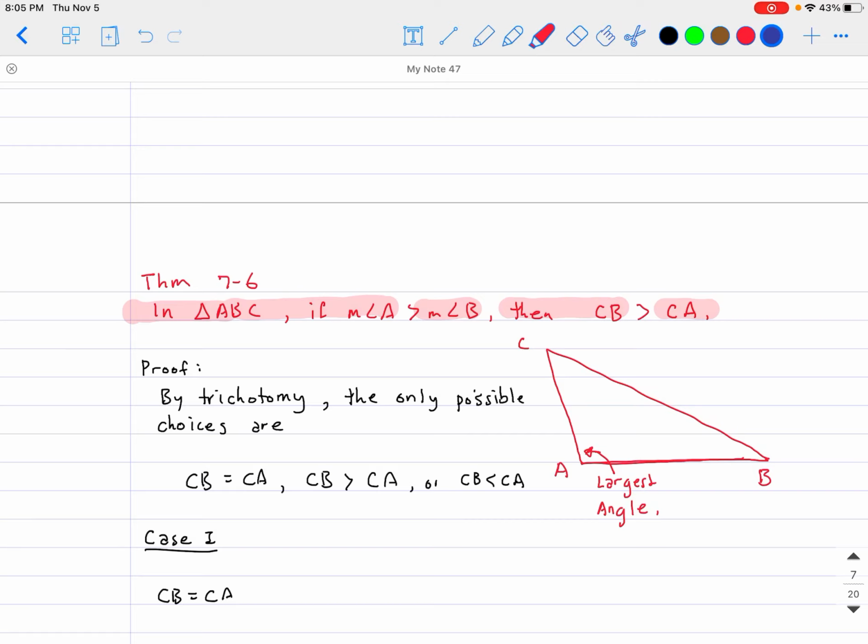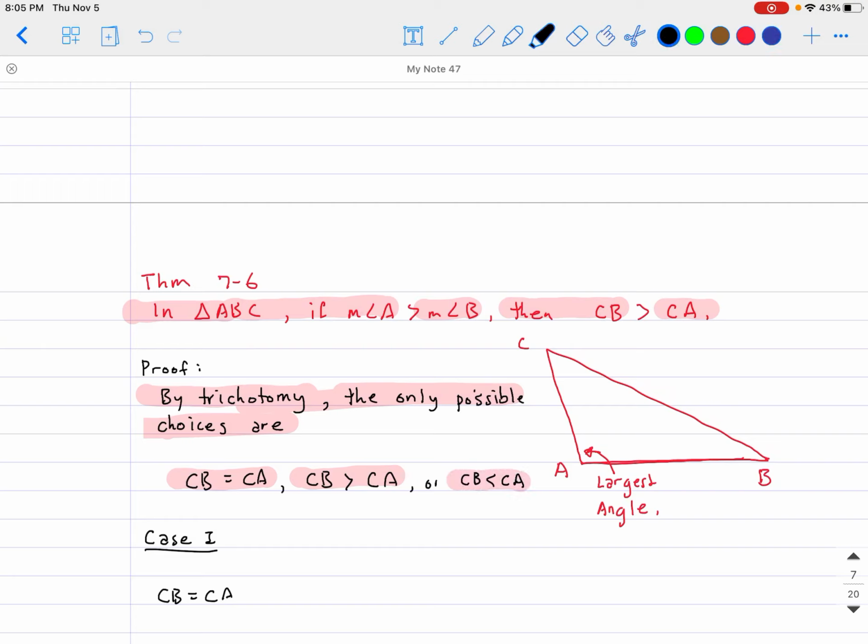The way we're going to prove this is by trichotomy. If you remember, trichotomy basically says that if you have two real numbers, the result is that either they are equal to each other, the first one is greater than the second, or the first one is less than the second. So it's one of those three categories. So over here, by trichotomy, there are only three possible cases that we can choose from. Looking at the conclusion, we can say that either CB is equal to CA, CB is greater than CA, which is what we're trying to prove, or CB is less than CA.